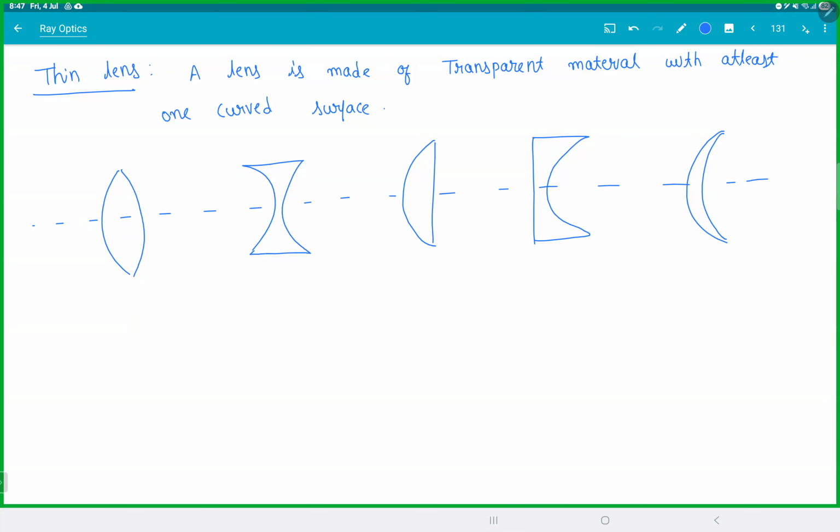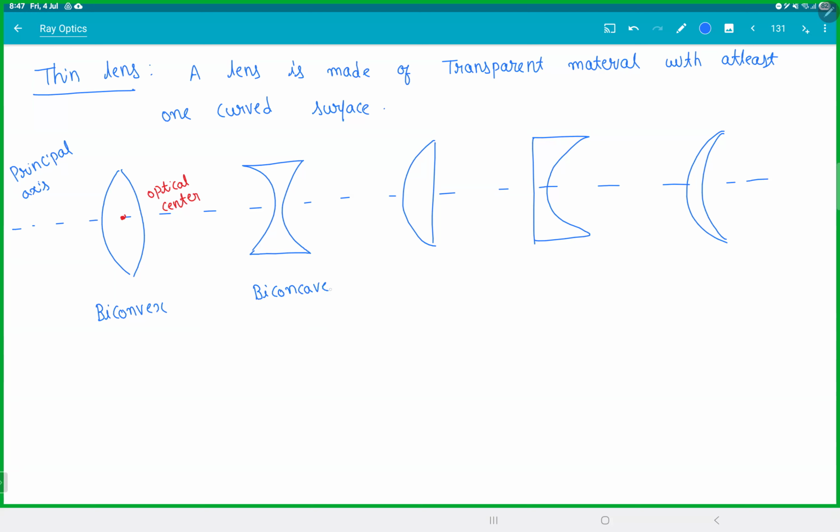This is your principal axis. Here we don't call it pole, we call it optical center. The center of the lens is called optical center. This thing, if you look at from the left hand side, you see convex. If you see from the right hand side, it is also convex. So this is called biconvex. This thing is from both the sides concave, so it's called biconcave.